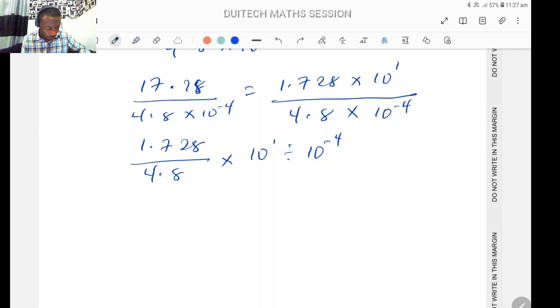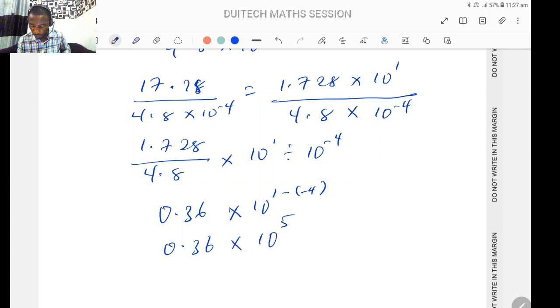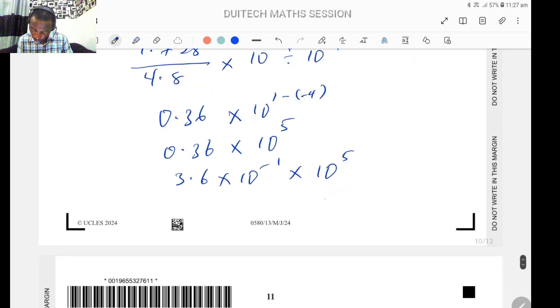1.728 divided by 4.8 gives me 0.36, then times 10 to the power of 1 minus (minus 4). So I have 0.36 times 10 to the power of 5, because I have 5. Remember, I have only 0 here, so I can convert this one also. I have 3.6 times 10 to the power of minus 1 times 10 to the power of 5.